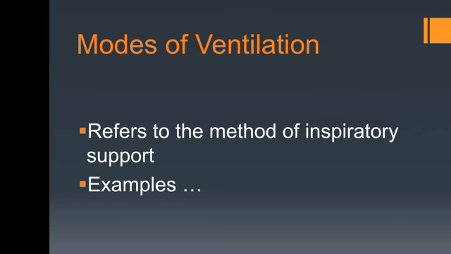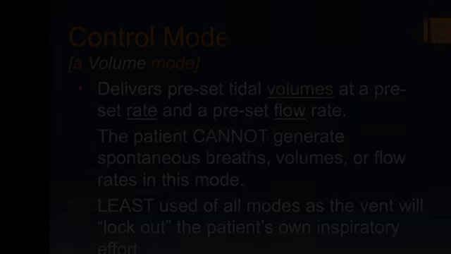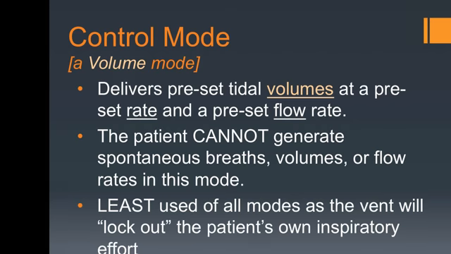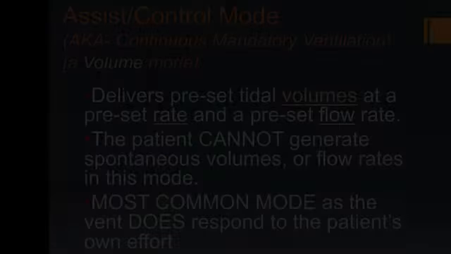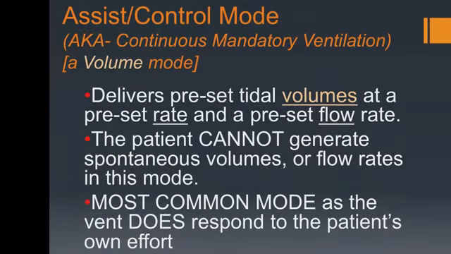Now we're going to look at the modes of ventilation. This refers to the method of inspiratory support. Here are some examples for you. First is the control mode. This is a volume-dependent mode where the ventilator delivers a preset tidal volume at a preset rate and a preset flow. The patient cannot generate any spontaneous breaths, volumes, or flow rates in this mode. It is the least used of all modes, as the ventilator will lock out the patient's own inspiratory effort, which is not desirable.